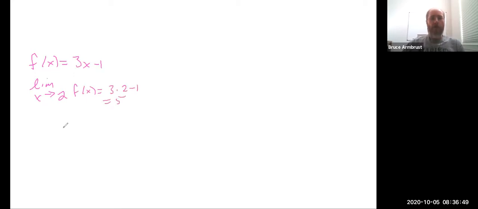So what we want then is we want to figure out what x's make it so that we're between 5.001 and 4.999. And where those are coming from, because we had an epsilon of 0.001. So this was just 5 plus epsilon, and this was 5 minus epsilon.